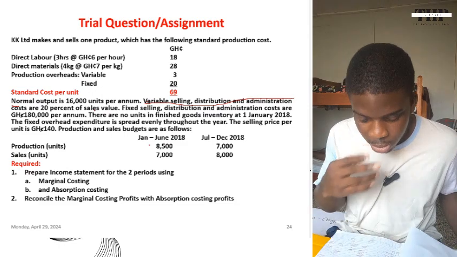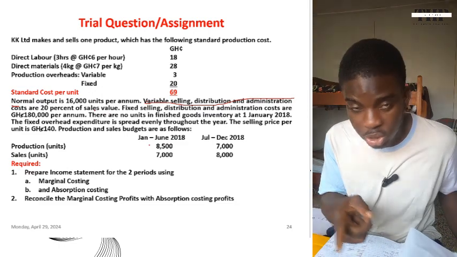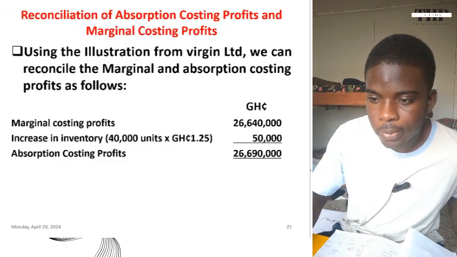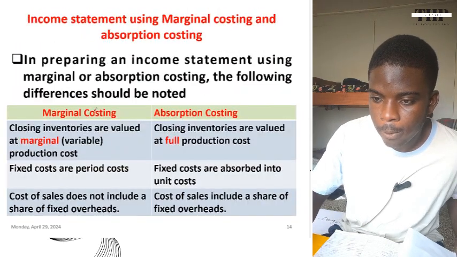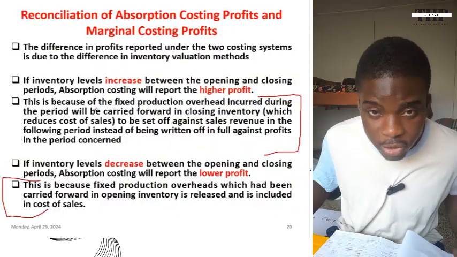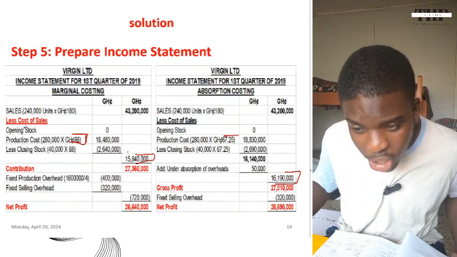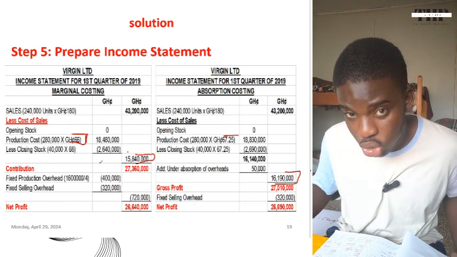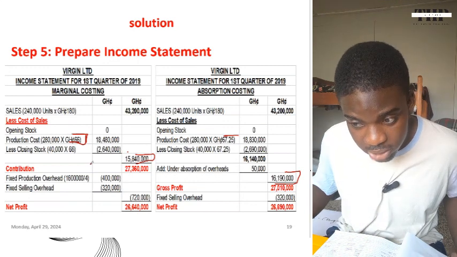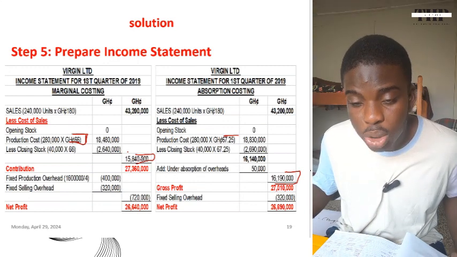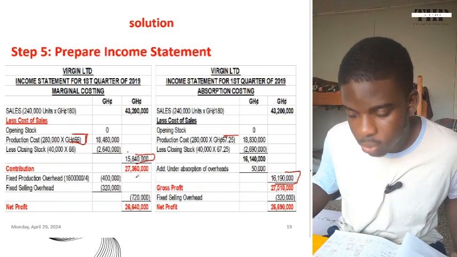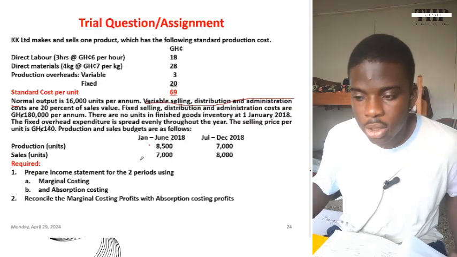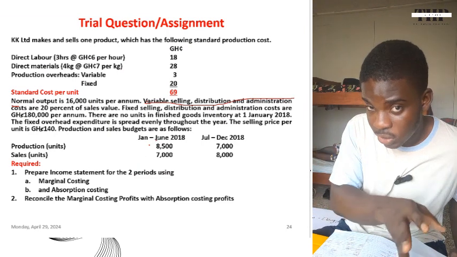Okay, it comes in both. But for variable selling and distribution, after you've calculated your cost of sales, you come and add the variable selling and distribution cost to the cost of goods sold, which is this 50 million, before that will give you the contribution when you subtract it from the sales. So that's how you treat it for marginal costing, right?